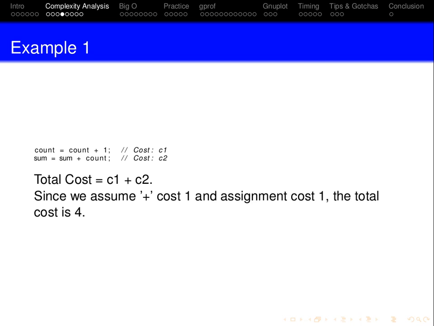Then why does the comment on the first line say cost C1? Because that's the cost of C1, which is the first line. So that's C1 referring to the addition and the assignment. So the cost of C1 is actually 2. Oh, I see. That's the lines. Yeah, it's a line. It's that exact line.